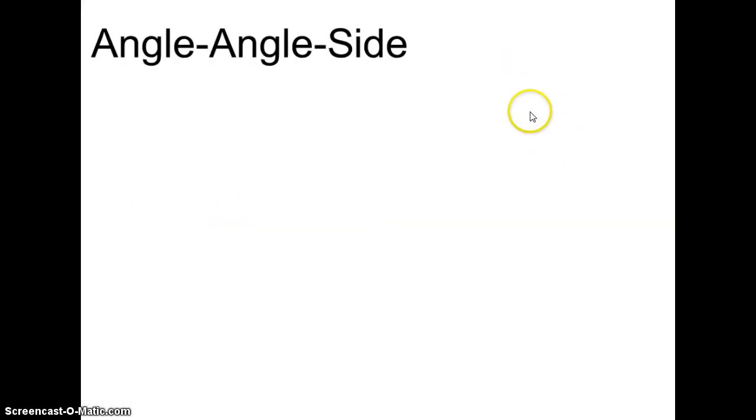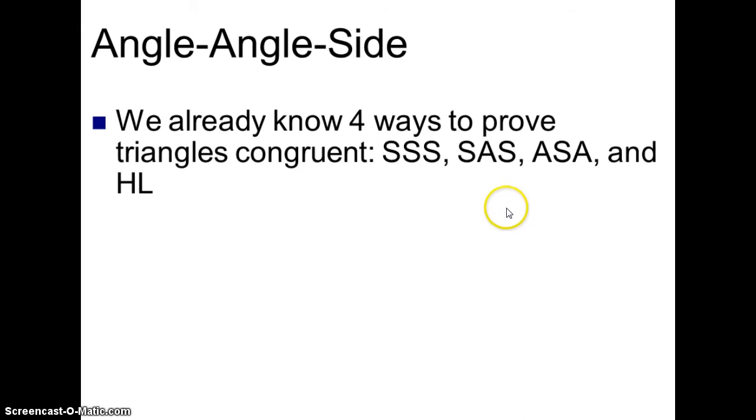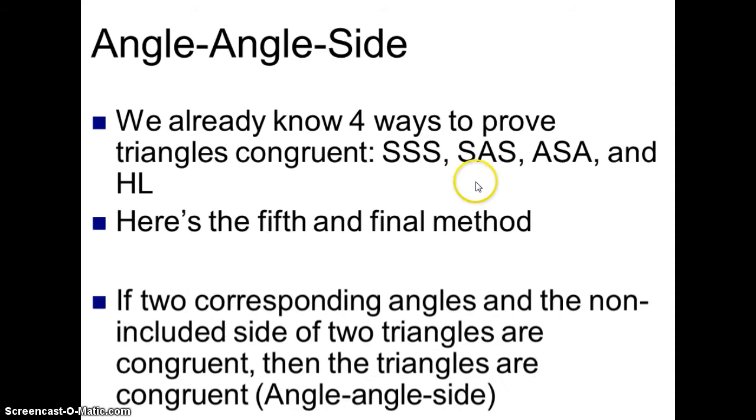Alright, now that gets us into angle angle side. Now the reason we can use this is because of the no-choice theorem, that if we have two pairs of angles, those third ones automatically have to be congruent. So we can effectively turn this into an angle side angle relationship. We're not going to do that, but we could if we needed to. So we already know four ways to prove triangles congruent: SSS, SAS, ASA, and HL. And now we're going to add our fifth.